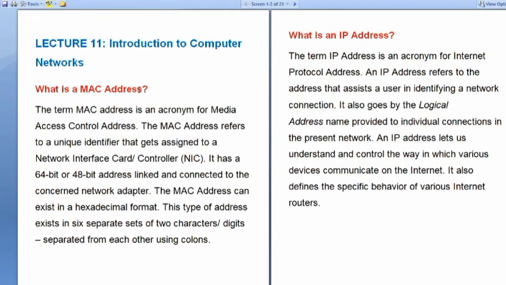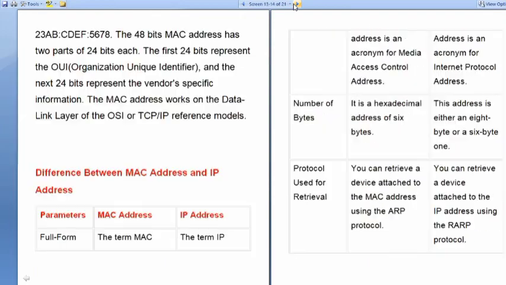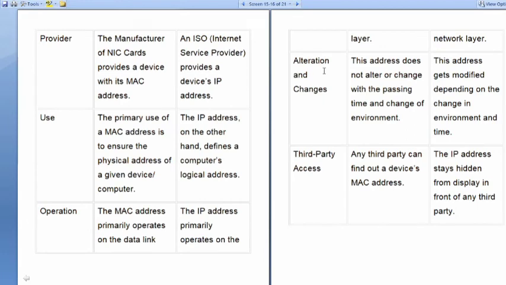So what did we learn today? The MAC address is a physical address or hardware address. The IP address is a logical address. The MAC address is there on the hardware; it is a burnt-in address, and the IP address is provided by the internet service provider. It keeps on changing as you change with the network. Alterations and changes: the hardware address cannot be changed.